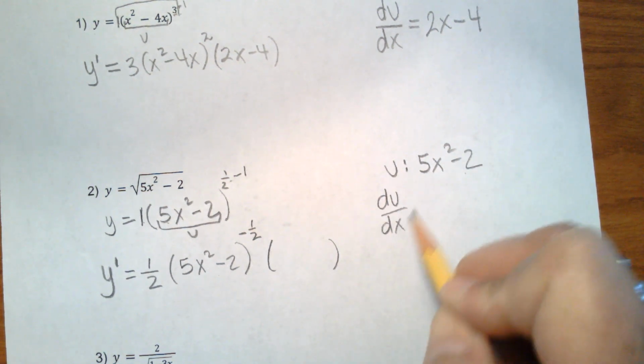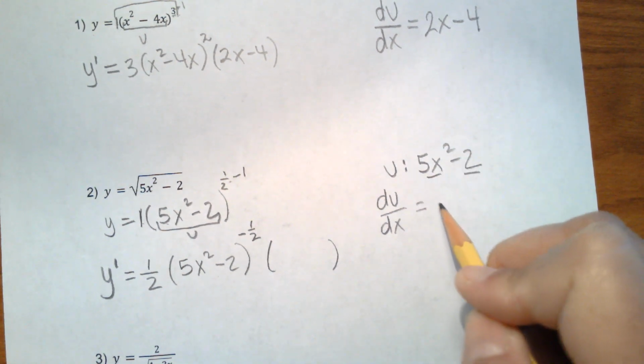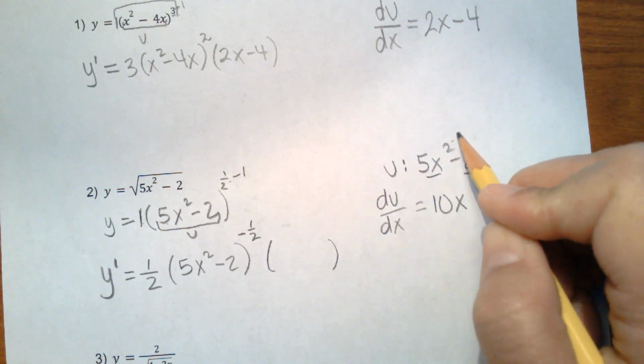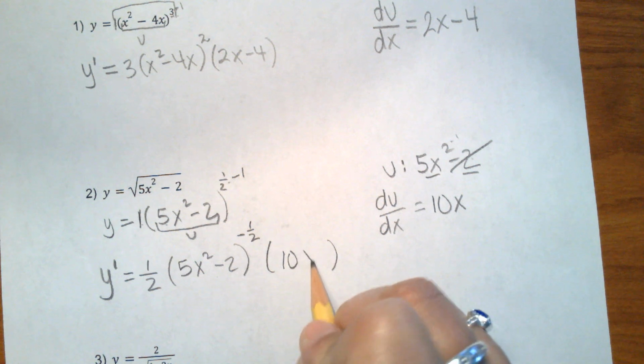du over dx equals, do these separately. So 5x squared, that's going to be 10x, because 2 minus 1 is x, and then that drops out. It has no variable, so this is just times 10x.